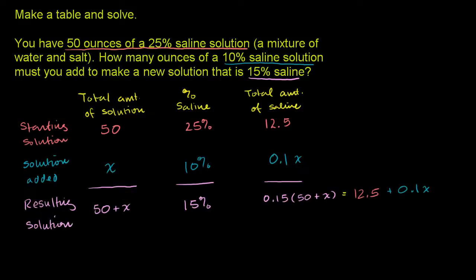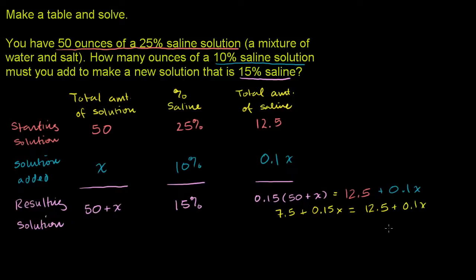So let's just do that. So 0.15 times 50, let's see, that's 7.5, if I'm doing that right. Yeah, because 0.15 times 100 would be 15. So this is 7.5 plus 0.15x, that's the left-hand side, is equal to 12.5 plus 0.1x.